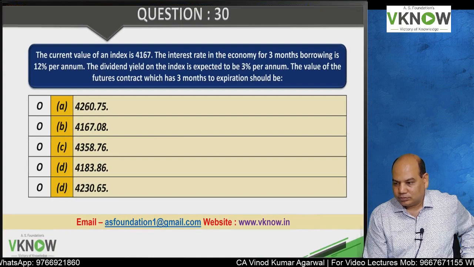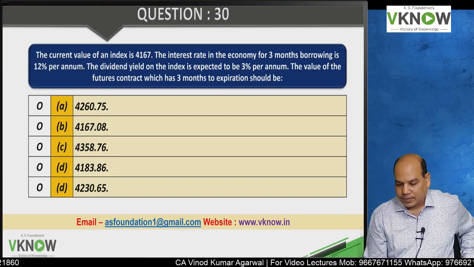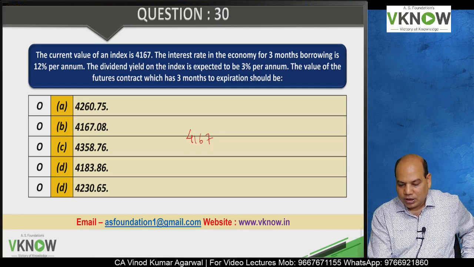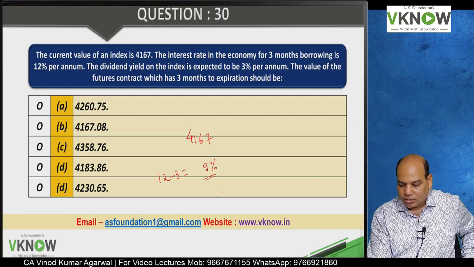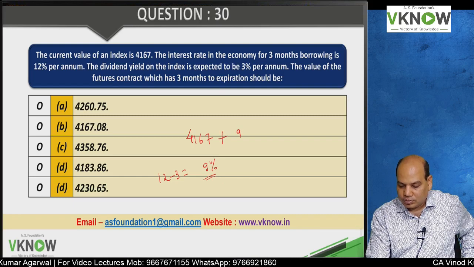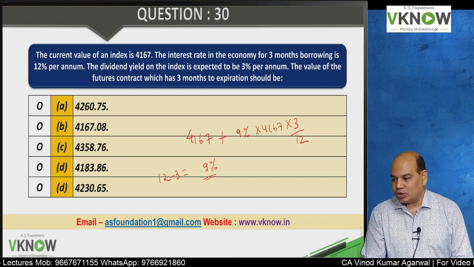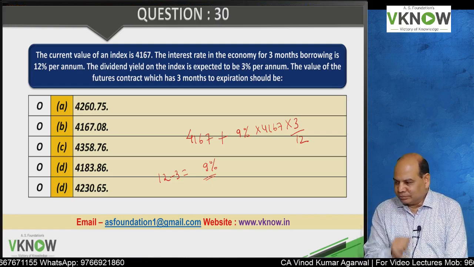One more question for today. Question number 30. The current value of an index is 4167. Interest rate in the economy for 3 month borrowing is 12%. Dividend yield on the index is 3%. So 12 minus 3, net 9%. The value of the future contract which has 3 months to expiry should be: you will take 4167 plus 9% of 4167 into 3 by 12. Please try. We are using simple way of interest calculation, not continuous compounding.